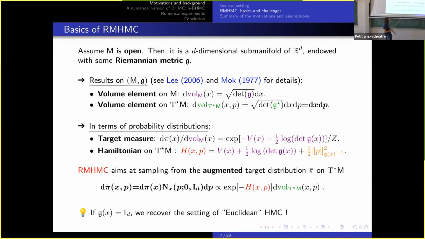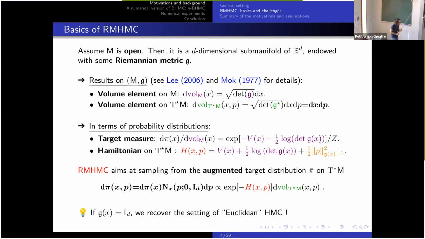Now, based on this Hamiltonian function, you can define the extended target exactly as in the traditional HMC. This extended target pi bar will have a density with respect to the Riemannian measure which is proportional to exponential minus H. Nothing fancy. You just have a way to define the extended target distribution. And in particular, in the case where you consider the canonical metric, a sanity check tells you that it is the usual extended target distribution on R^2d.